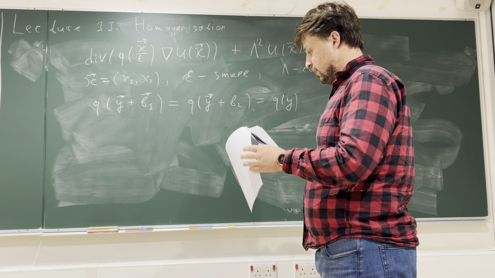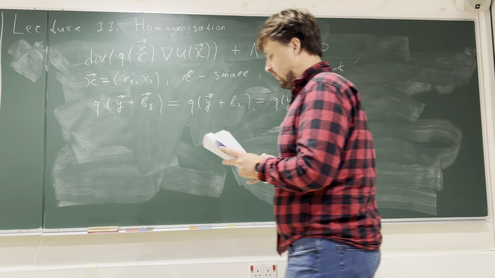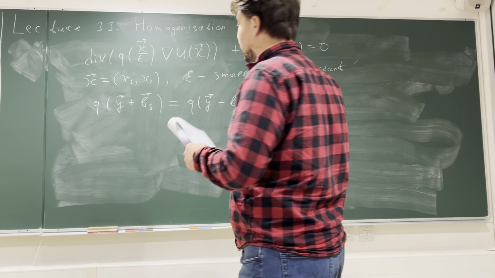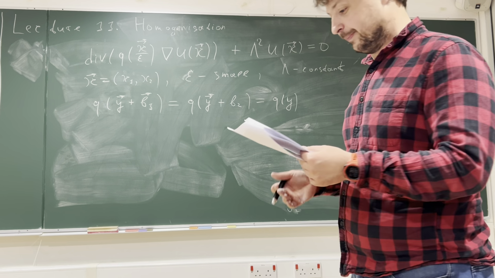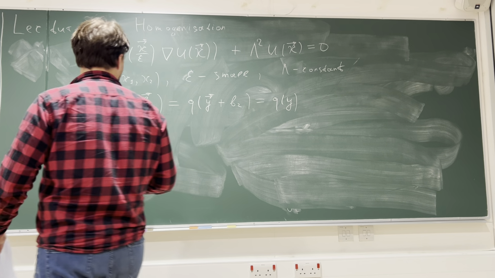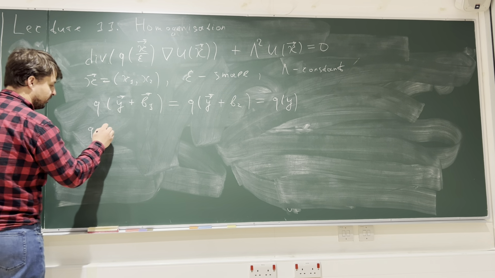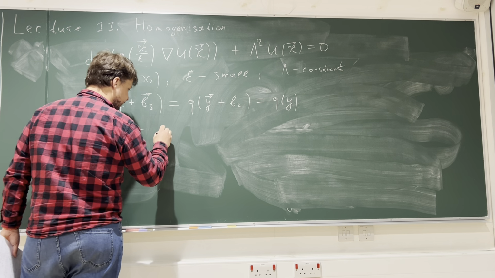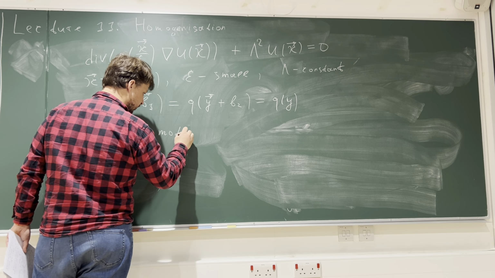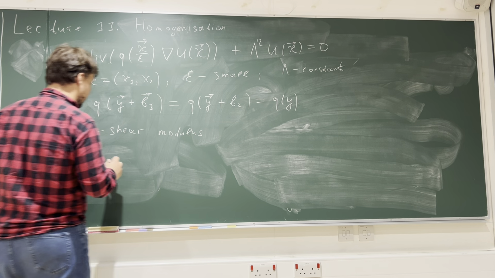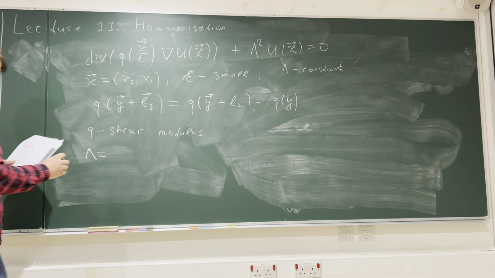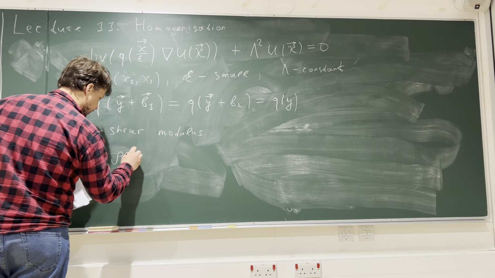And for example, if it was like a solid sheet, like a sheet of metal, then Q would have been shear modulus, and lambda would have been omega squared.